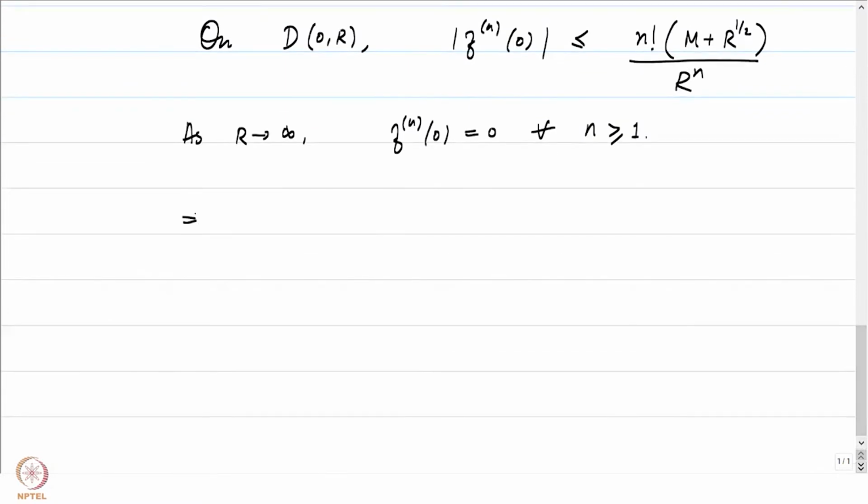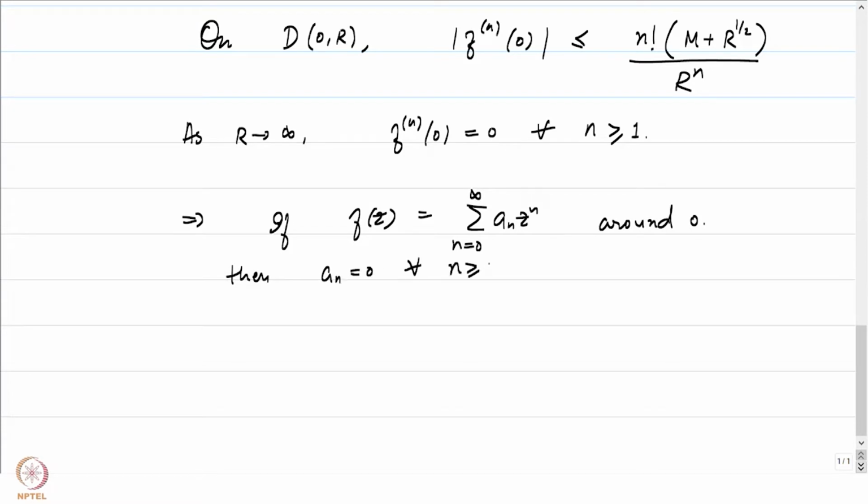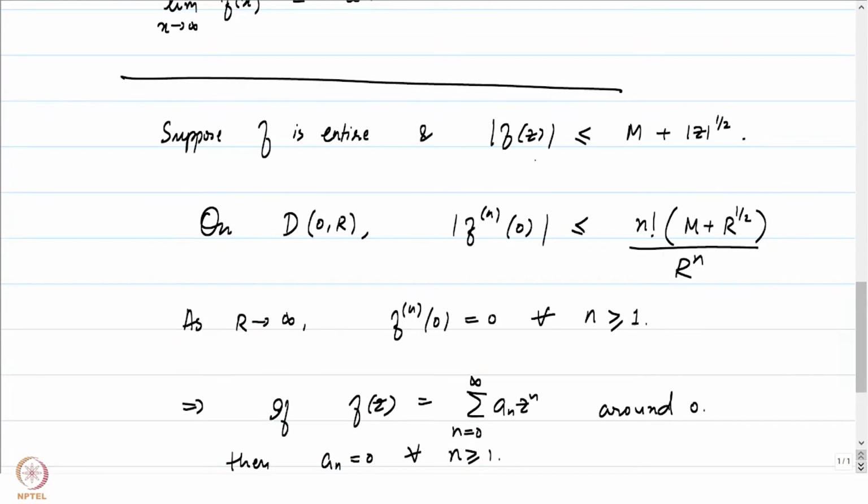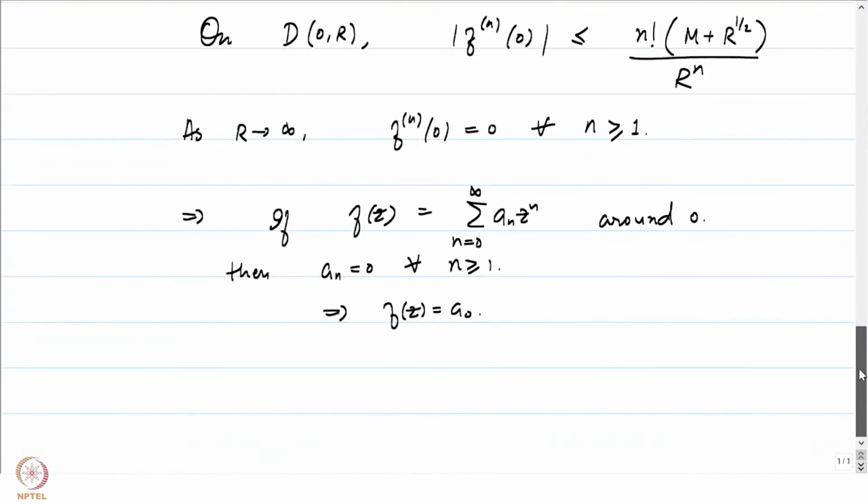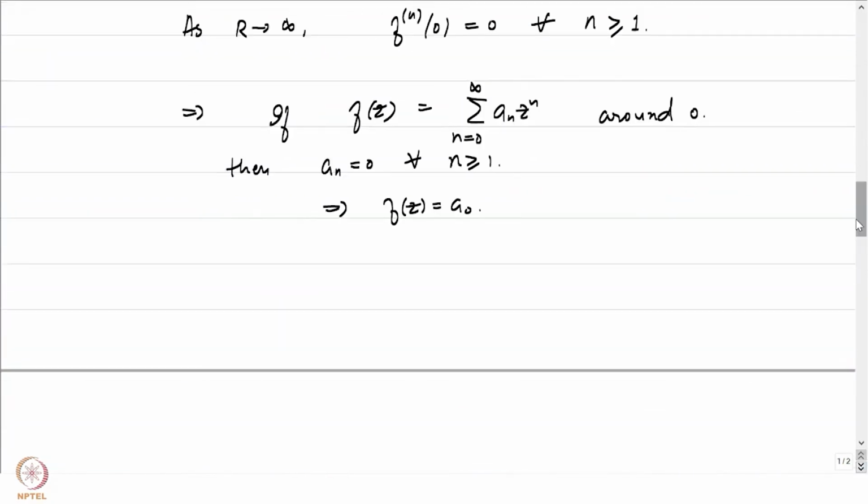But what does that mean? That means that if f of z has a power series expansion, summation a_n z to the power n, around 0, around the origin, then a_n is going to be equal to 0 for all n greater than or equal to 1, which means that f of z is a_0, which is a constant. So even with a weaker growth condition like this, we will be able to conclude the same result as Liouville's theorem. Let's do something similar here.